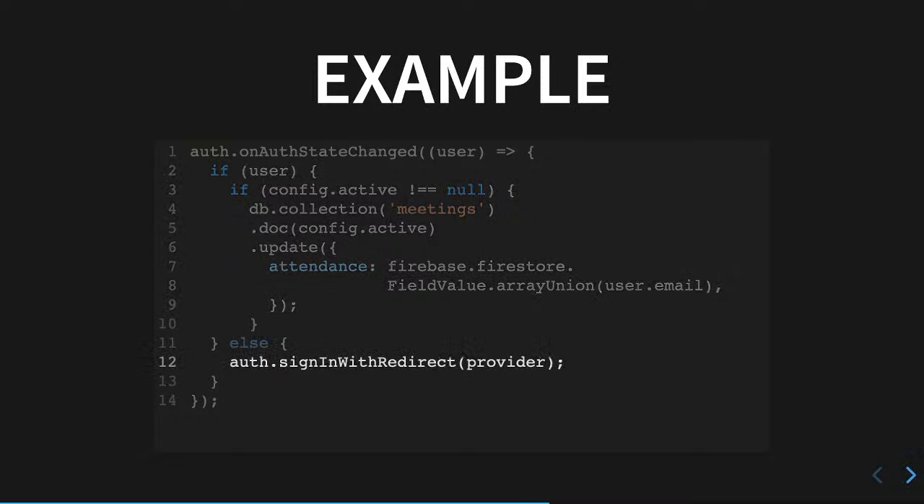So then if there isn't a defined user, it prompts a sign in via redirect to the Google sign-in. Then we don't have to do anything after that. Google will handle it. They'll sign you in and redirect you back to our page. This time you'll have a user, and then this block of code will fire.